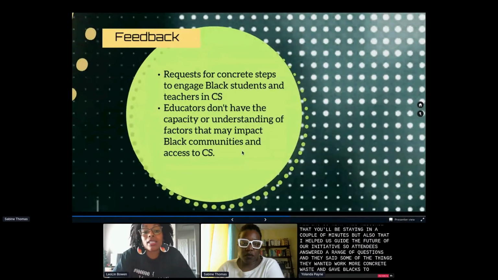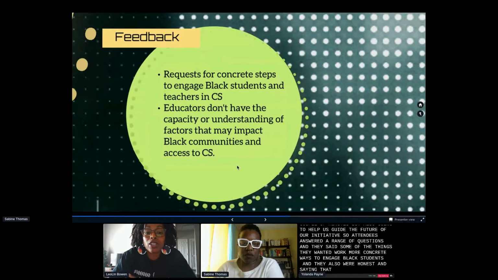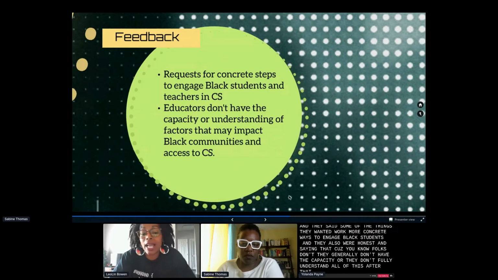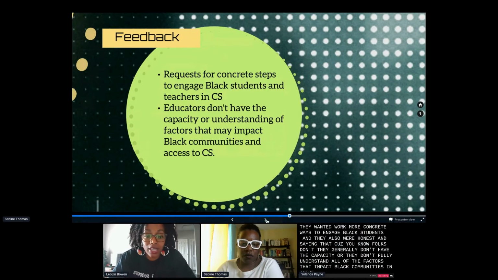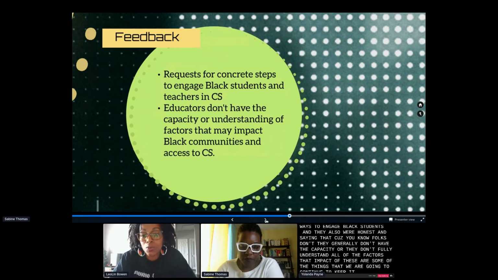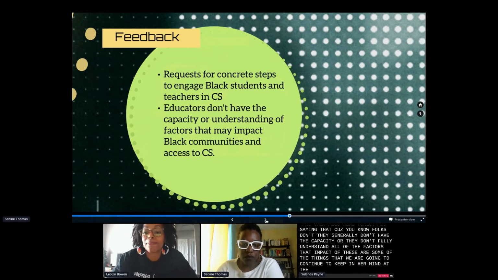And they also were honest in saying that folks generally don't have the capacity, or they don't fully understand all of the factors that impact Black communities and their access to computer science. So these are some of the things that we are going to continue to keep in our mind as we move forward with this initiative.